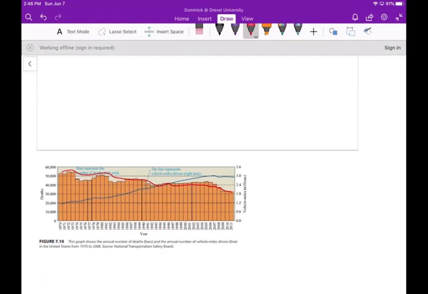And of course, this blue line coming across represents the vehicle miles that have been driven, and that's this axis right here. And then the other axis would give us the deaths. So you can see that driving has gone up while accidents have gone down. So in terms of miles driven, the number of accidents has decreased even better than what the vertical bars represent.